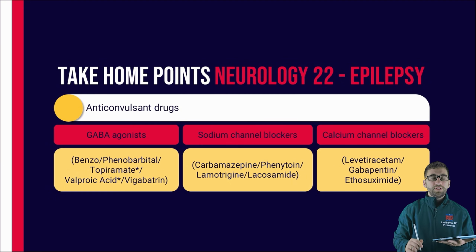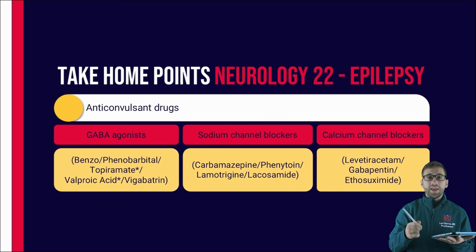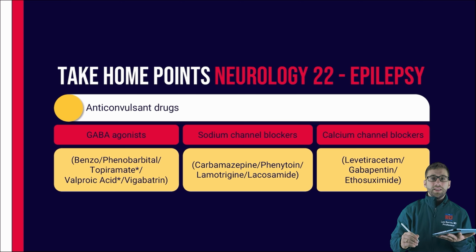Moving a bit further, let's talk about anticonvulsant drugs. Anticonvulsant drugs, or AEDs, are classified based on their mechanism of action. GABA agonists enhance inhibitory neurotransmission. These include benzodiazepines, phenobarbital, topiramate, valproic acid, and vigabatrin.